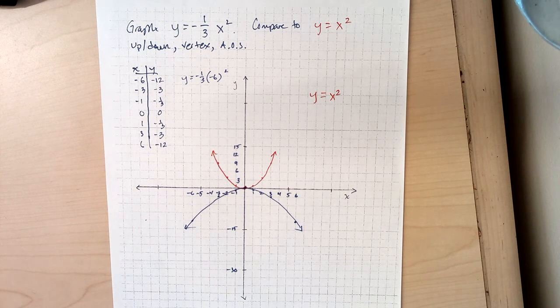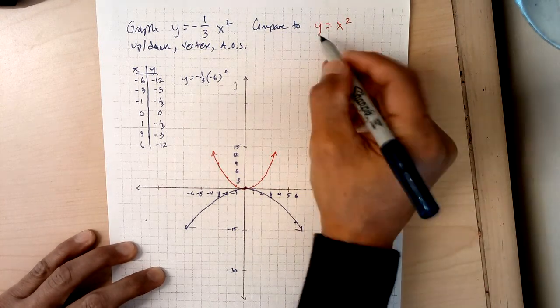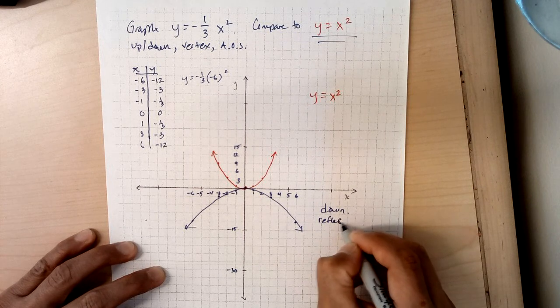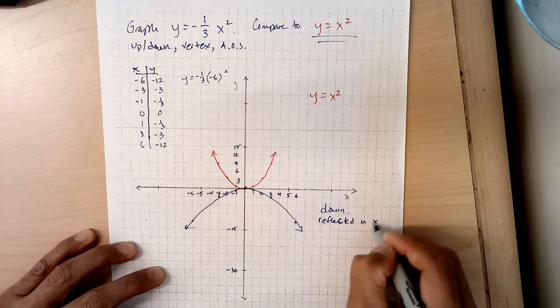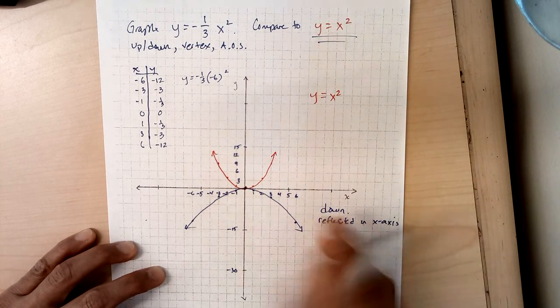But for the blue graph, y equals -1/3 x squared. It opens down, first of all, which means compared to y is equal to x squared, it's reflected, specifically in the x-axis. There's a vertical shrink because it's wider.